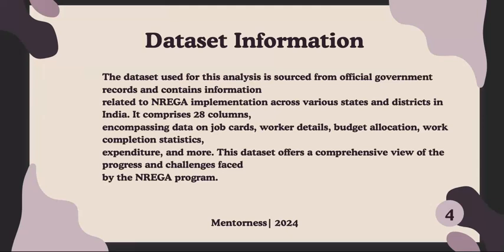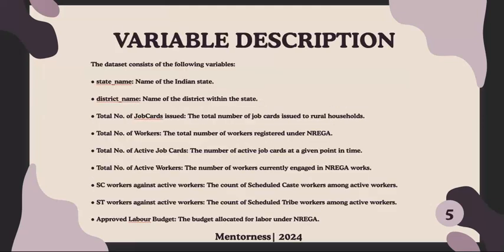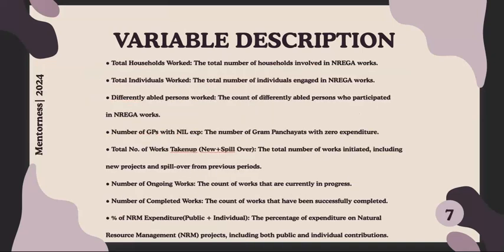So in dataset information, basically we have 28 columns comprising different types of parameters such as job cards, work details, budget allocation, work completion statistics and many more. This is the variable description of the dataset. So state name is basically the name of the state, then district name, total number of job cards issued, total number of workers, etc.